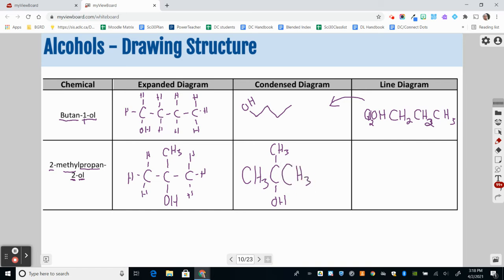Then for our line diagram, we're going to have 1, 2, 3, and the middle carbon has an OH group, or hydroxyl, and a methyl group. So we can just leave that because that's a methyl there. Right? Anytime you end a line in a line diagram, we know there is going to be a carbon and 3 hydrogens there.